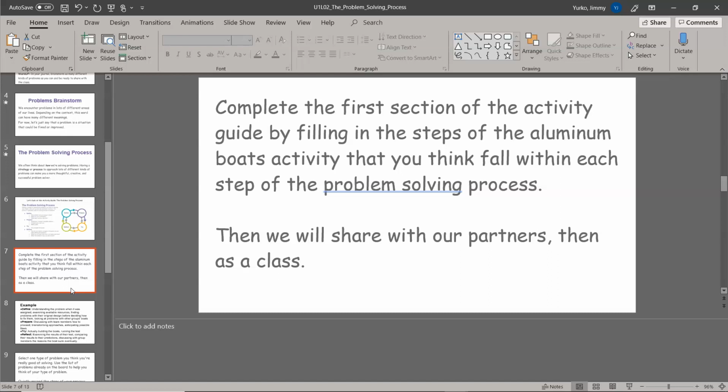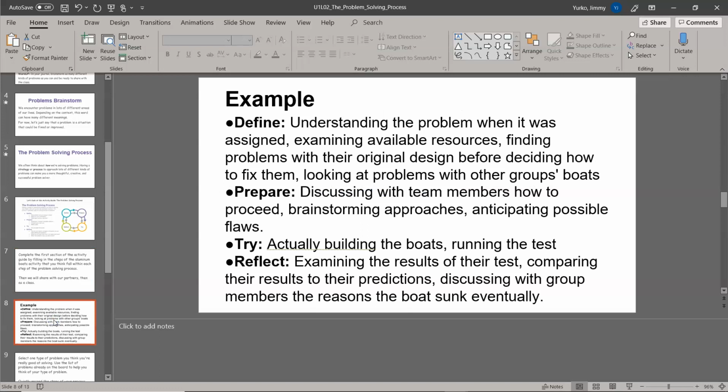We're going to complete the first section of the activity guide that is attached to your assignment by filling in the steps of the aluminum boats activity that you think fall within the problem-solving process. When you're done, share that conversation with your partners. Pause the video to complete that.